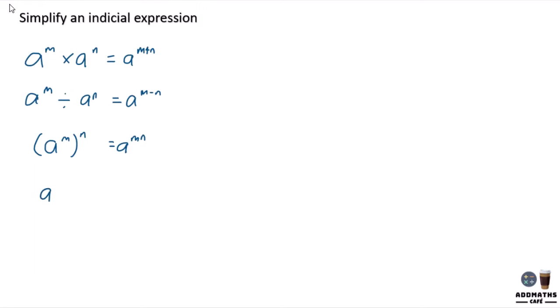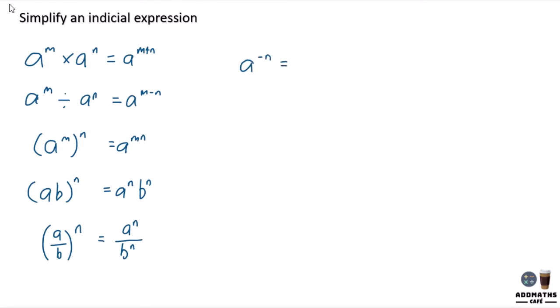Let's say I have a times b, to the power of n. I will get a to the power of n, b to the power of n. Let's say I have a over b, to the power of n, and I will have a to the power of n divided by b to the power of n. Let's say I have a to the power of negative n. This will give me 1 over a to the power of n.